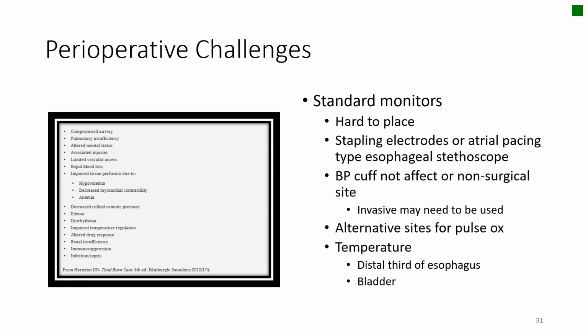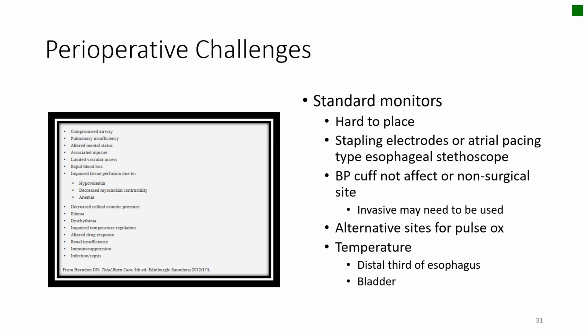Again, some perioperative challenges or some issues are seen in the table to your left. But when you're taking care of your patient, know that your standard monitors still need to be used, but they can be hard to place. Remember, your EKGs are often difficult because of the lack of intact skin. You may have to have alternatives such as stapling electrodes or an arterial pacing type esophageal stethoscope to be able to monitor your ECG appropriately. Blood pressure cuffs, again, should be on the non-affected or non-surgical site.